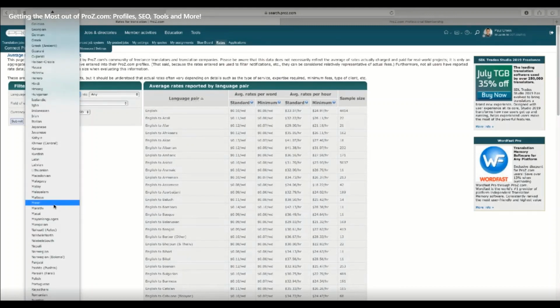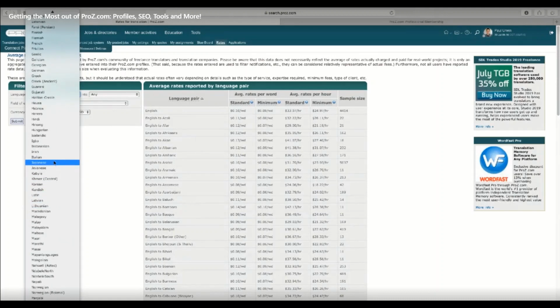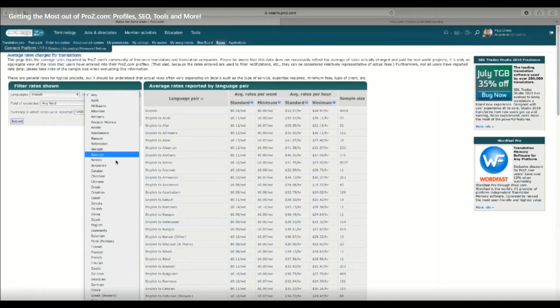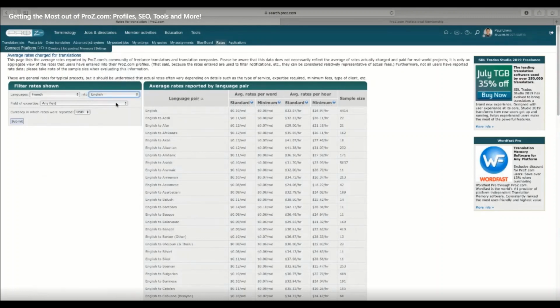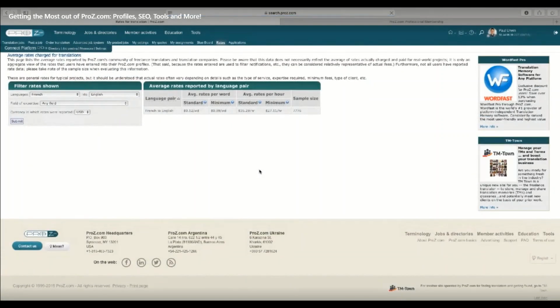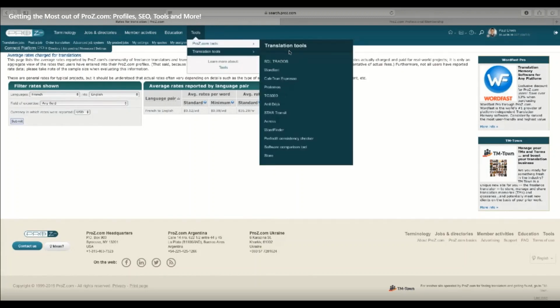Let's go from Spanish, or let's go from French. Why not from French? Let's go from French into English, any field in dollars, and submit. What do we get? We get, well, 12 cents per word is the standard, 9 cents per word is the minimum, and then we have the hourly rates here, and a sample size of almost 8,000, so quite a large sample size. Again, it's not going to necessarily be perfect. It's not going to apply necessarily to every location, to every niche, or to every subsector, every area of specialization, but it is going to give you an idea. So that's quite a useful little section there under tools, Proz.com tools, and community rates.